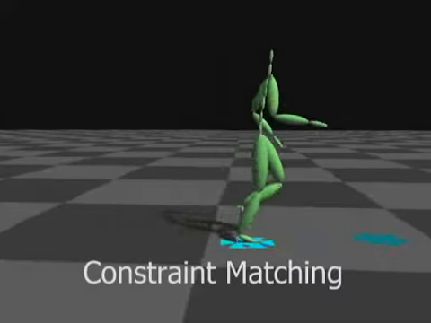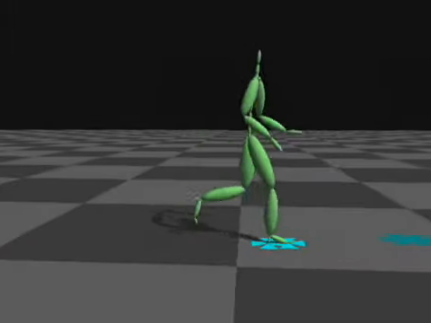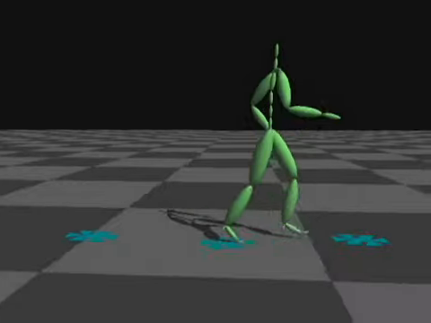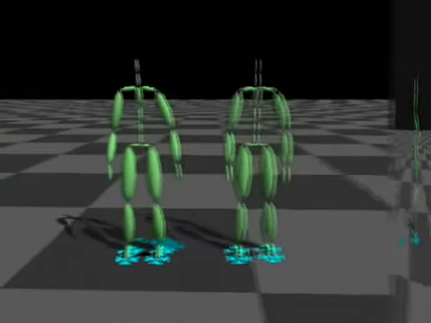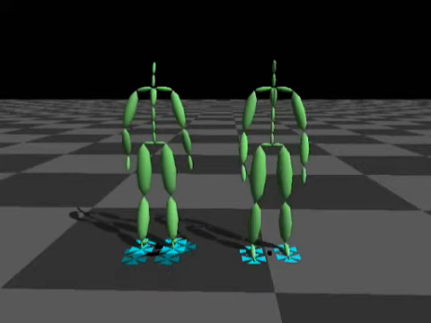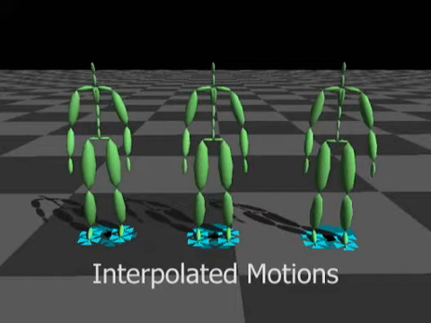Registration curves provide a mechanism for identifying logically related constraints, allowing better constraint blending. This method is applicable to motions with significantly different constraint states. Here we blend standing still with a 180-degree turn, yielding intermediate turning motions.